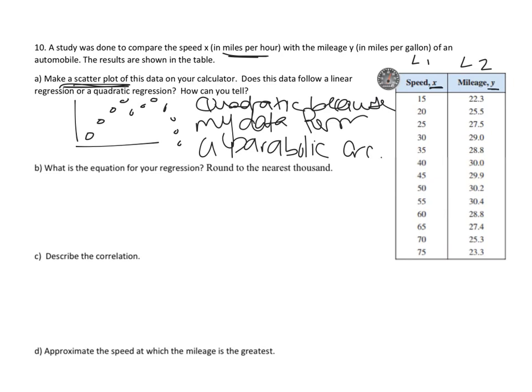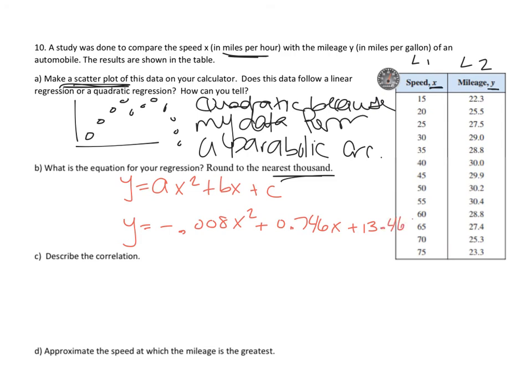Okay. It says, what's the equation of your regression, and round your coefficients to the nearest thousandth. So because we picked quadratic, we're going to be filling in the equation y equals ax squared plus bx plus c. Go to stat calc and press quad reg, which is, I believe, choice 5. So you're going to now round to the nearest thousandth. If you round a to the nearest thousandth, you'll get negative 0.008x squared plus 0.746x plus 13.469.